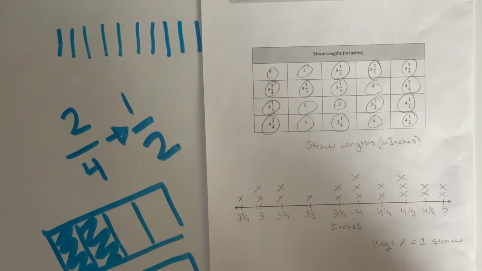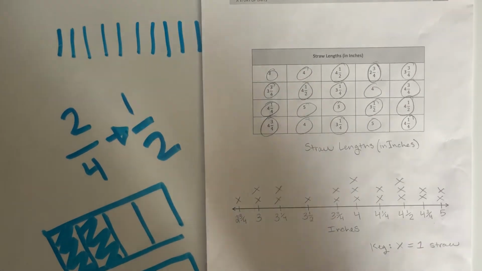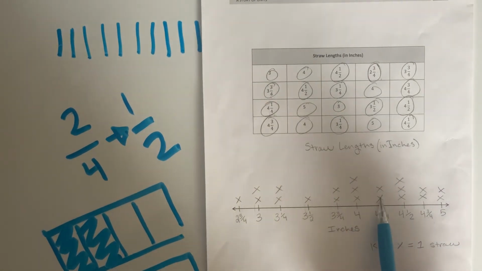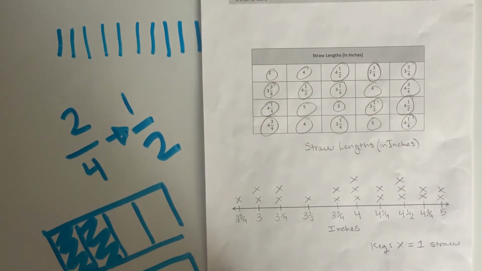Let's answer some questions. Let's say one of our questions is, how many straws were at least 4 inches tall? So at least means including 4, because at the very minimum, they're 4 inches. And so let's count to see how many straws were at least 4 inches tall. 1, 2, 3, 4, 5, 6, 7, 8, 9, 10, 11, 12. So there's 12 straws that were at least 4 inches tall.